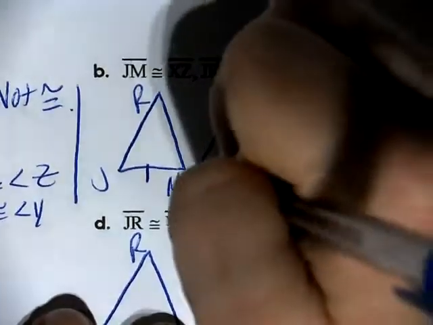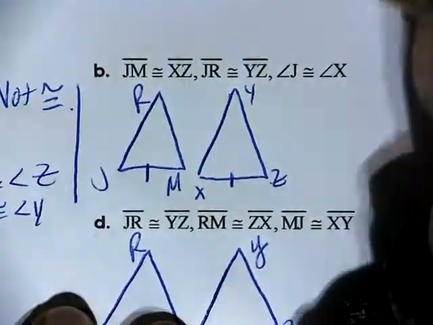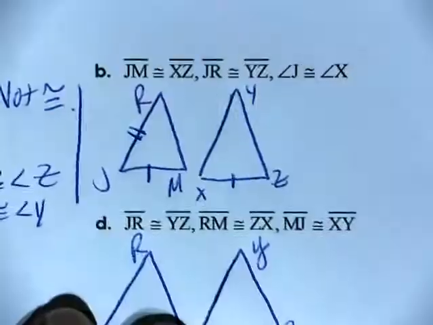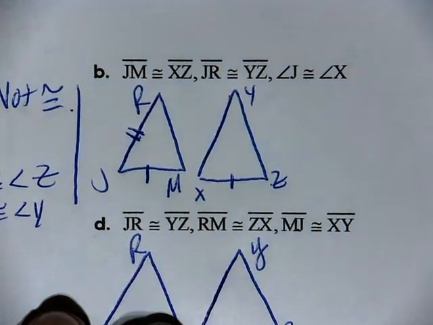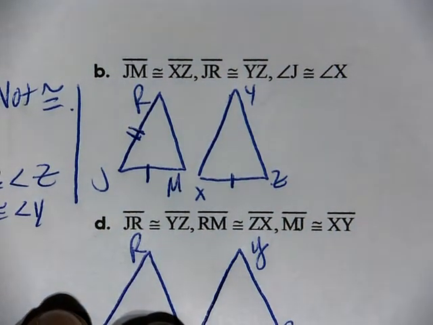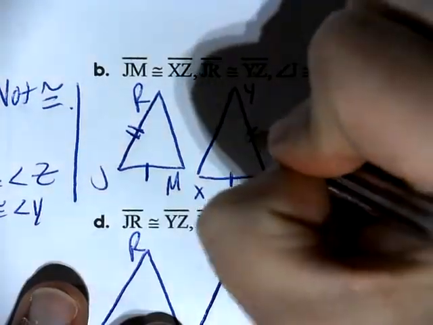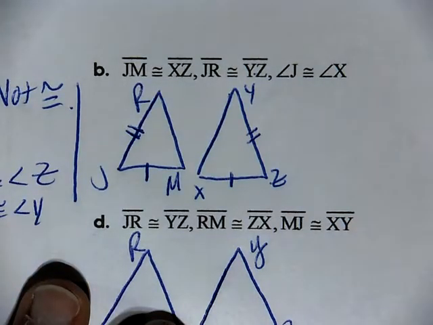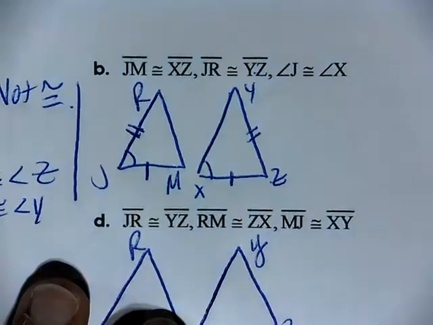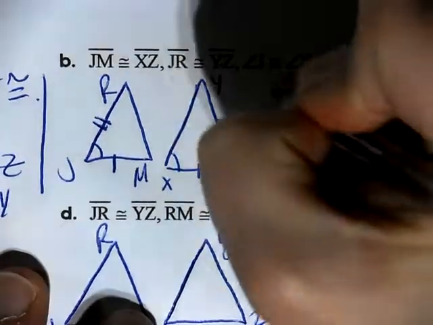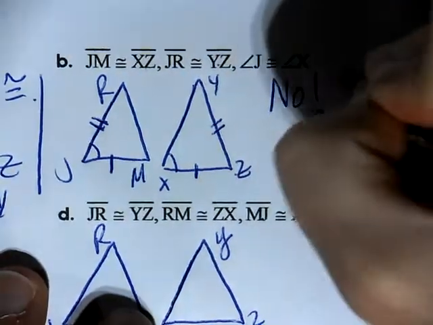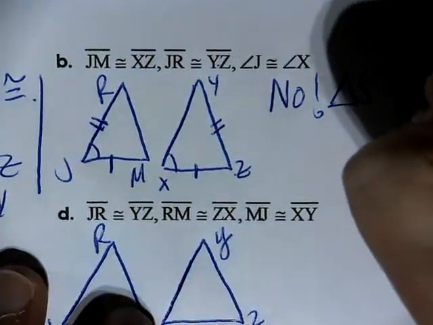For letter B, we are told JM is congruent to XZ, JR. Use 2 tick marks this time, don't use 1. We have to change up our number of tick marks. Needs to match, is congruent to YZ. Uh-oh. I don't think that this is going to match. And angle J is congruent to angle X. Nope, this is another one. No, the triangles are not congruent.